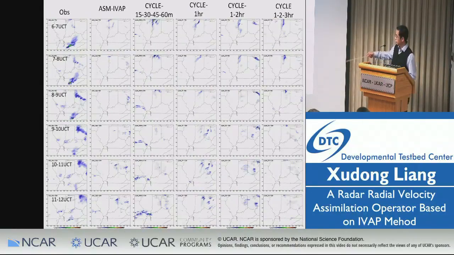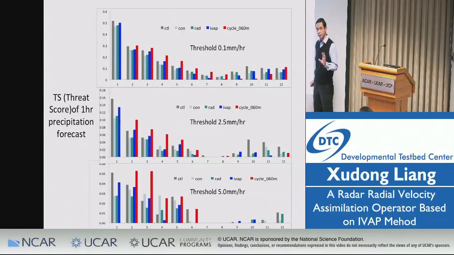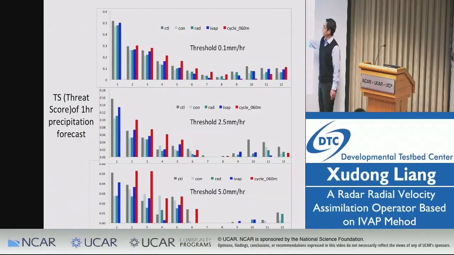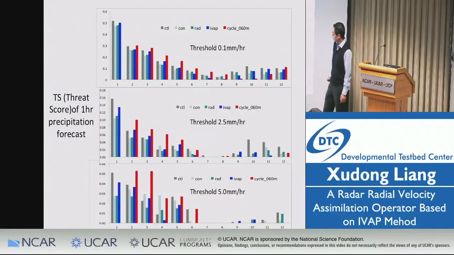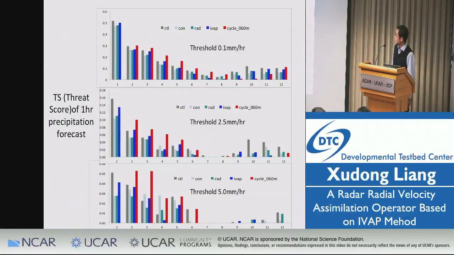This is the 6 to 12 hour forecast, and this is the threat score of the forecast. The left one is the control. The control is very good in this case. Then there is the assimilation without radar, the traditional one, the one using the IVAP method, and the red one, which uses the new observation, new operator, and 1 hour cycle. We can have a positive impact on the forecast at thresholds of 0.1, 2.5 and 5 millimeter per hour. So that's a primary result of this experiment.